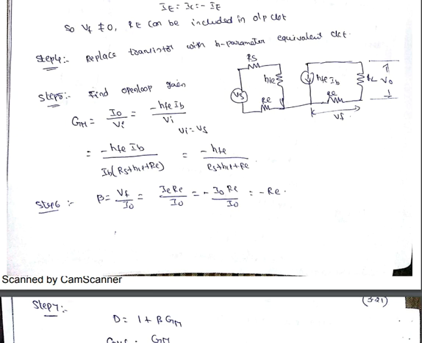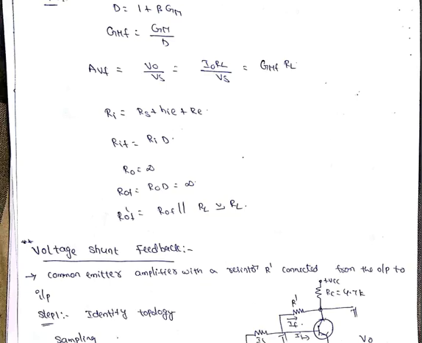Beta is equal to Vf by I0, so that value is equal to minus Re. Next, the desensitivity value, D is equal to 1 plus beta Gm, and the AVf value is Gmf by RL. Then Ri and Rof values. Just once you calculate 1 plus Gm beta, the remaining values we can calculate from their formulas.